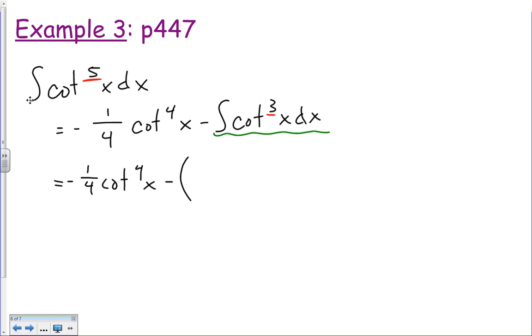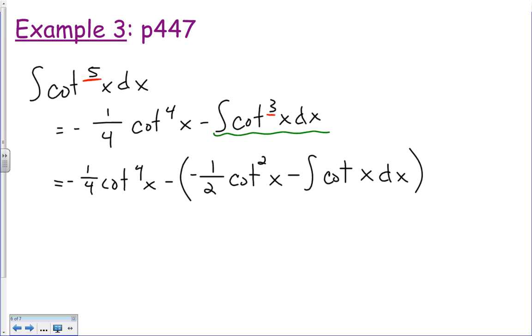But now our value of n is going to be equal to 3 when we use this. All right, so with n equal to 3, it's going to be a negative 1 over n minus 1, so that's going to be 3 minus 1, negative 1/2, times the cotangent of x raised to the n minus 1 power, so that's cotangent squared of x. And then we subtract the integral of cotangent to the n minus 2. In place of the n, we're replacing it with 3. So 3 minus 2, that's cotangent to the first. I'll just leave it as cotangent of x dx.